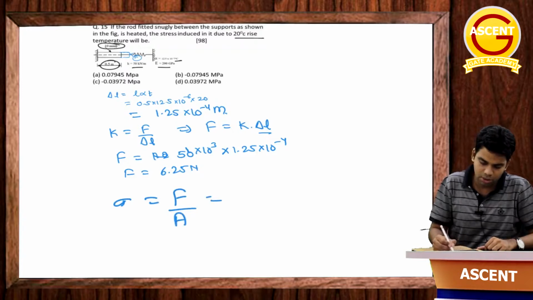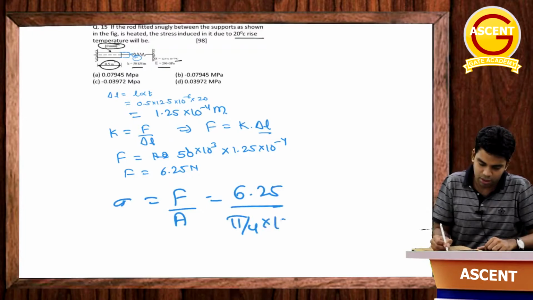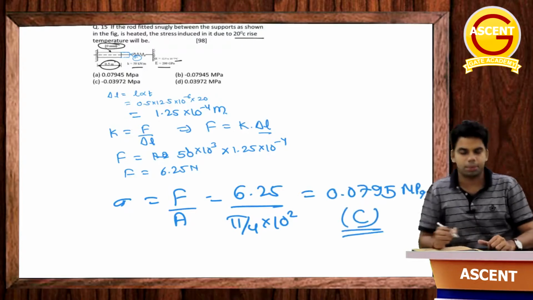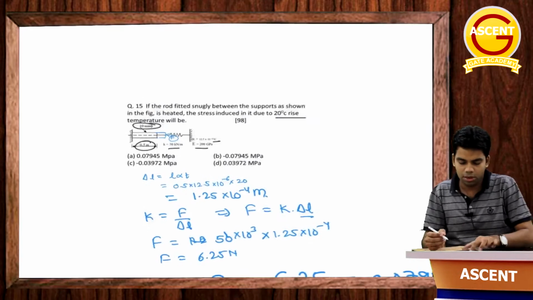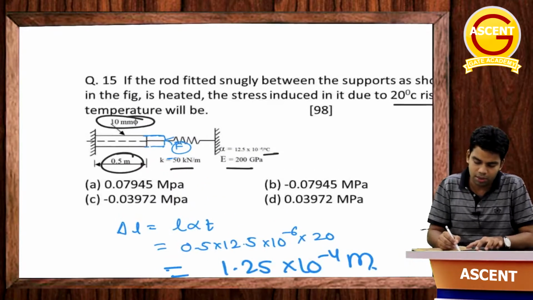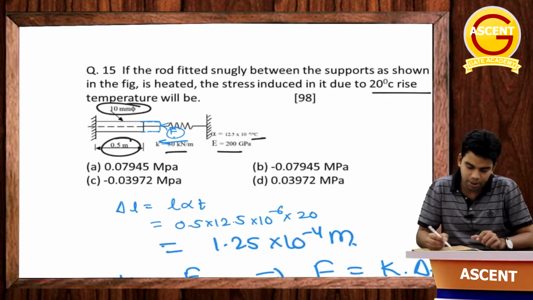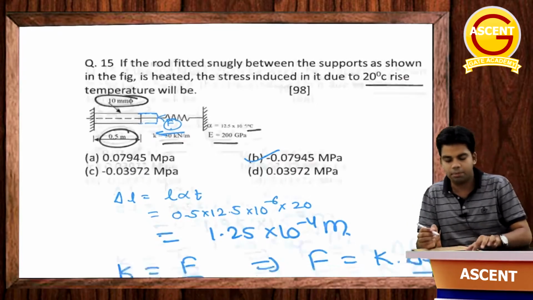So this will be equal to 6.25 divided by area, which is pi by 4 into d square, 10 square. So this will be equal to 0.0795 megapascal, and that too compressive in nature. Why compressive? Because the force acting here is compressive in nature, so the stress will be compressive. Okay. So answer should be B, minus 0.0795 megapascal.